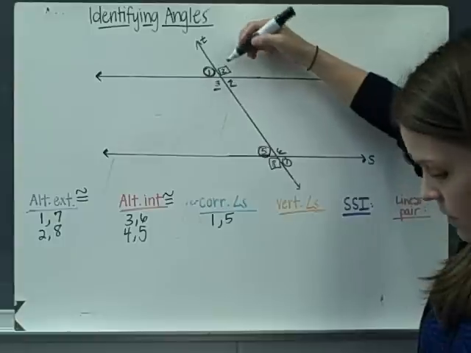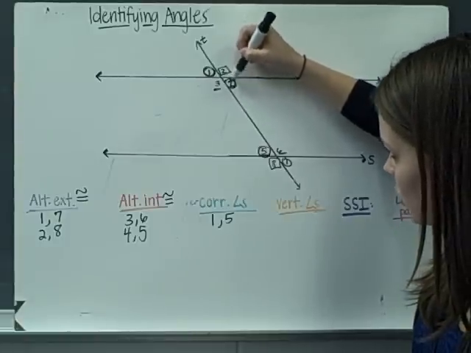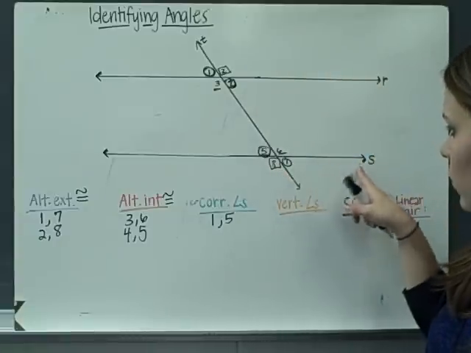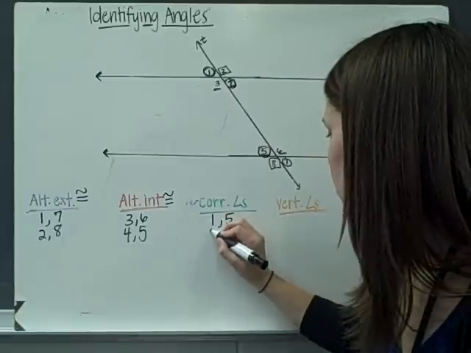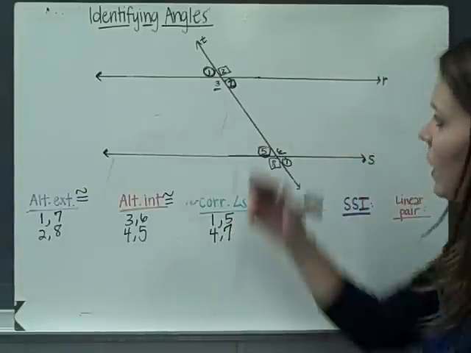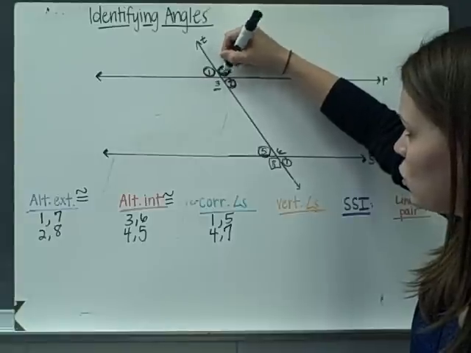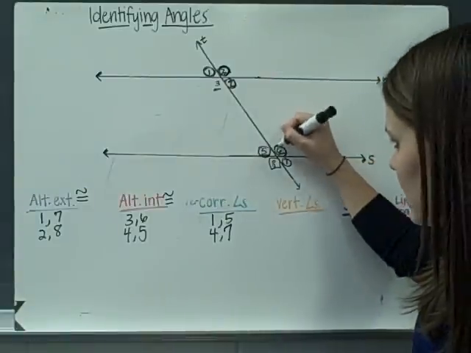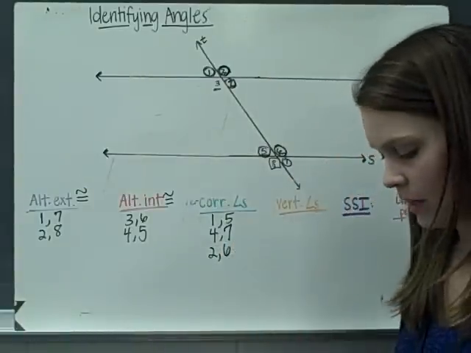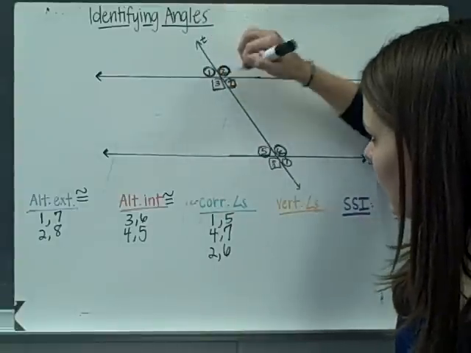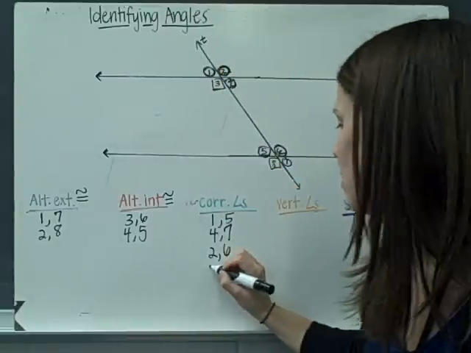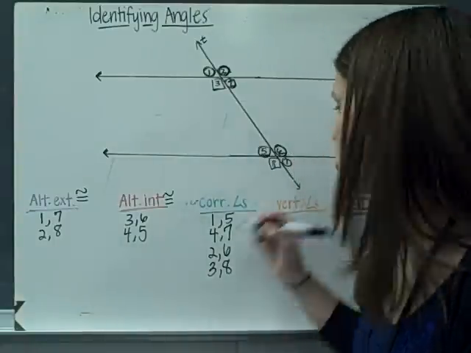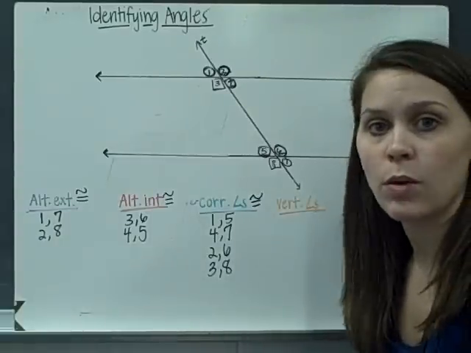Now we also have 4 is in this position on line R. So the same position on line R would be 7 on line S. So 4 and 7. Now we look at 2. 2 is an exterior angle above R, so in the same position for S would be 6. So 2 and 6. And then lastly we have 3, and in that same position is 8. So we have 3 and 8. And corresponding angles are also congruent, so they have the same measurement. So these are all congruent angles as well.